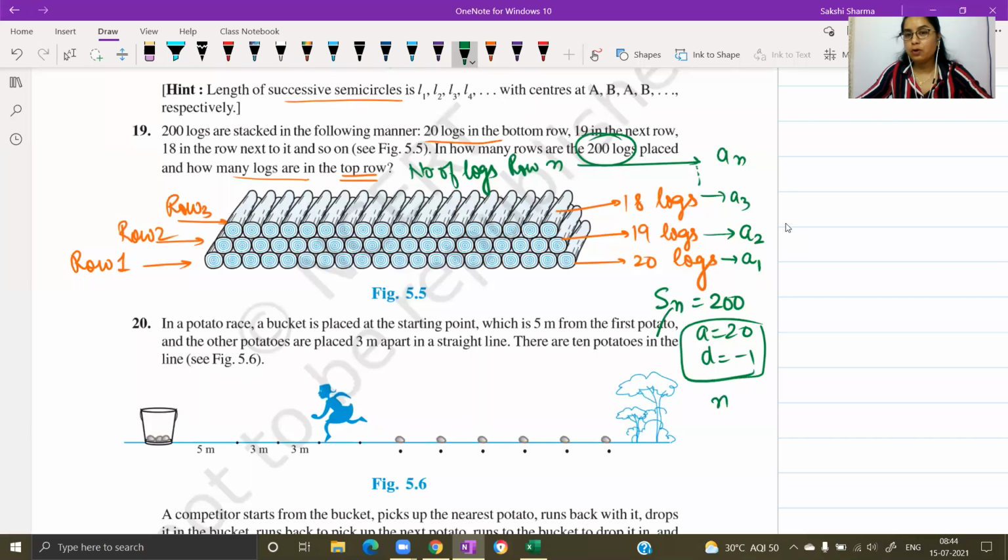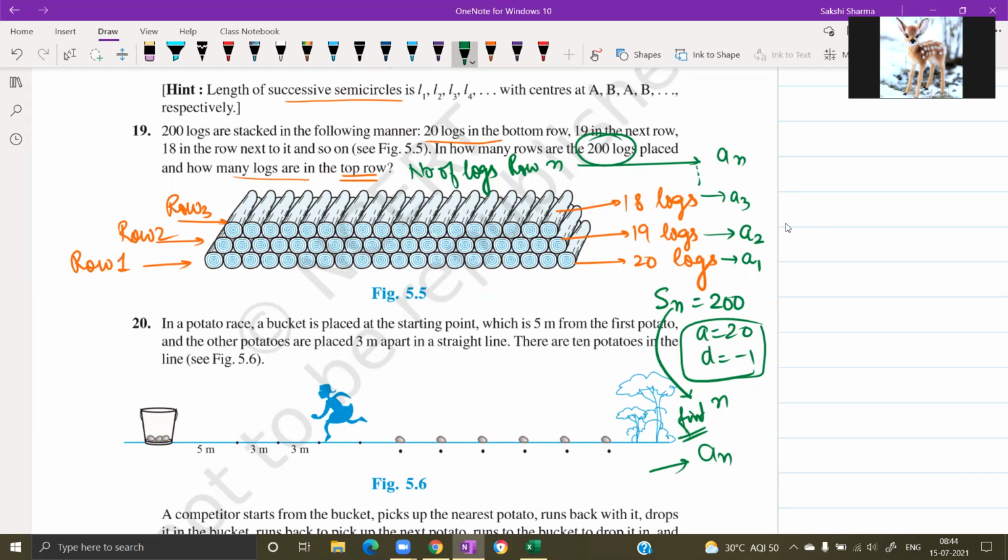Can you find out n from here? फॉर्मूला अप्लाई करोगे n/2 into 2a plus n-1 times d. वहां से आपको n की वैल्यू मिल जाएगी. n फाइंड आउट करने के बाद आपको आंसर मिल गया कि कितनी रोज हैं. उसके बाद आपको बताना है जो टॉप मोस्ट रो है, an की वैल्यू क्या है. How many logs are there in the nth row. You have to find out an afterwards. Will you be able to do this?